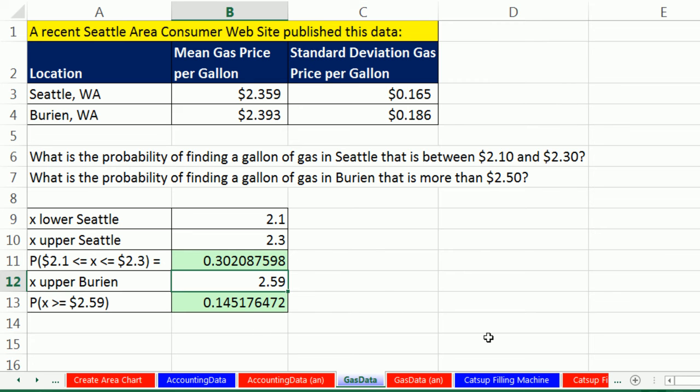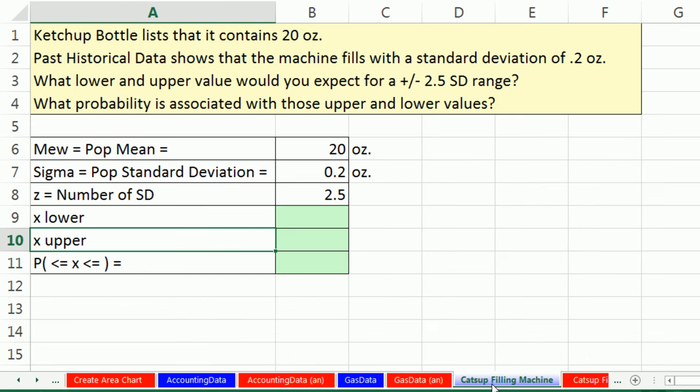All right, let's go over to our next example, Ketchup Filling Machine. Now, the ketchup bottle lists on the label that it has 20 ounces. Past historical data for the manufacturing facility shows that the machine fills with a standard deviation of 0.2 ounces. What lower and upper value would we expect for a 2.5 standard deviation range? What probability is associated with those upper and lower values?